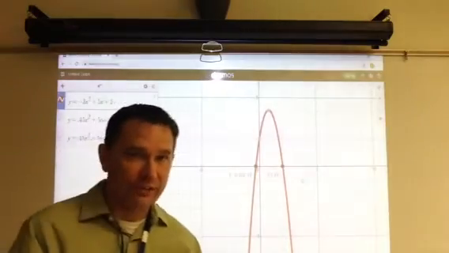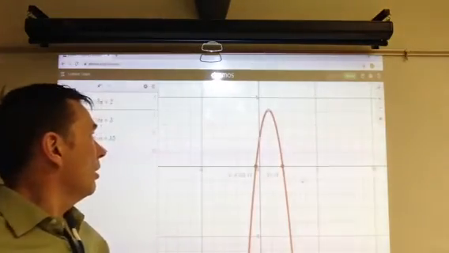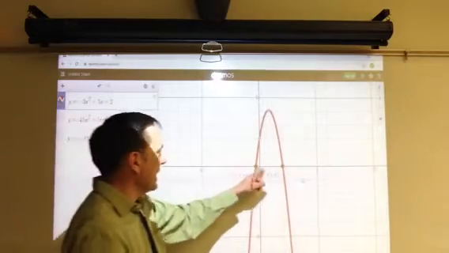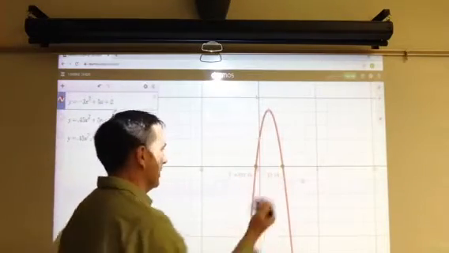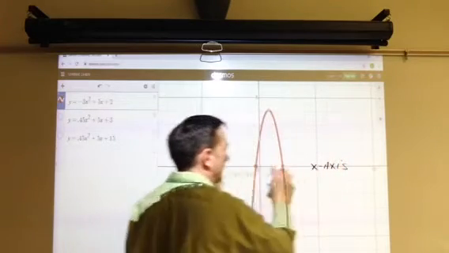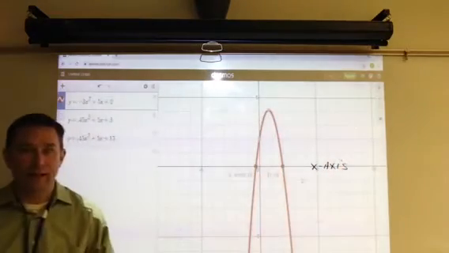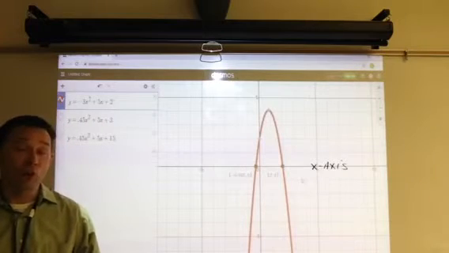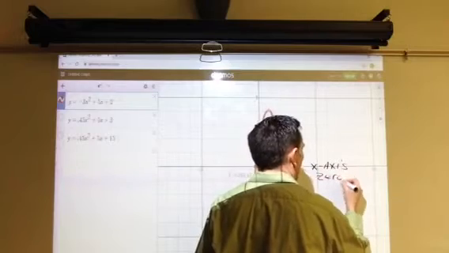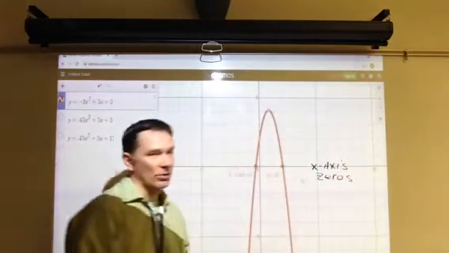Our solutions to equations happen when it crosses the x-axis, right here. When it crosses this line, these are the points that are going to end up being our solutions. These are also called our zeros. You've heard mathematicians call these answers zeros.